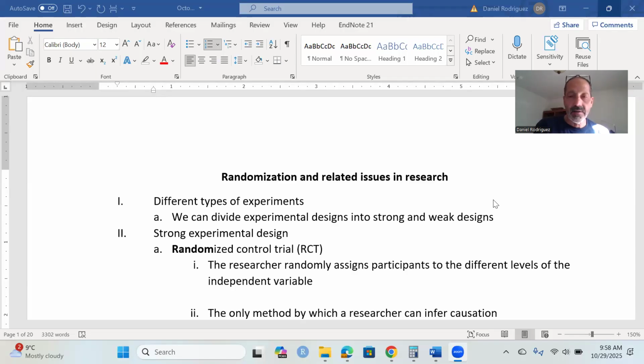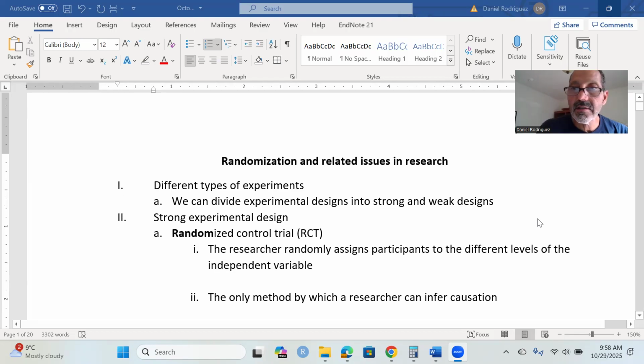So this is a lecture on randomization in research. It's going to be a long one. If you want to follow along, please do. You can skip ahead however you choose. That's up to you. But let's start talking about randomization.